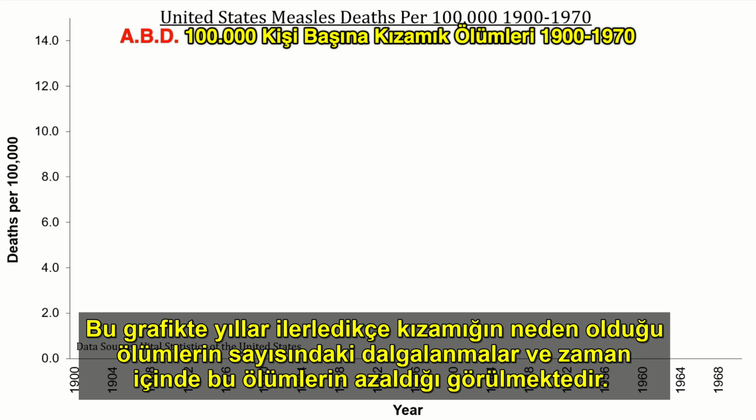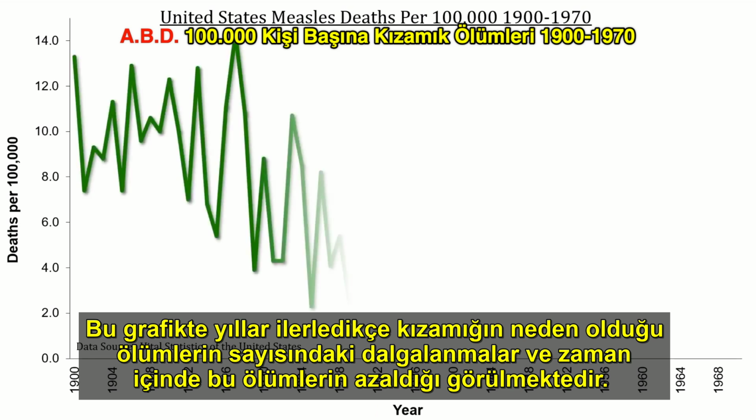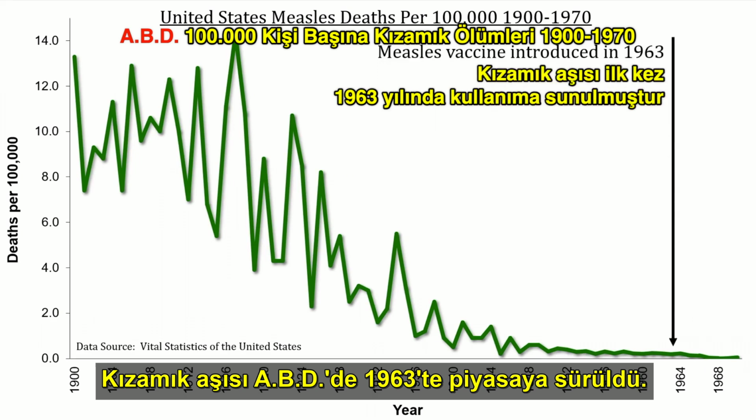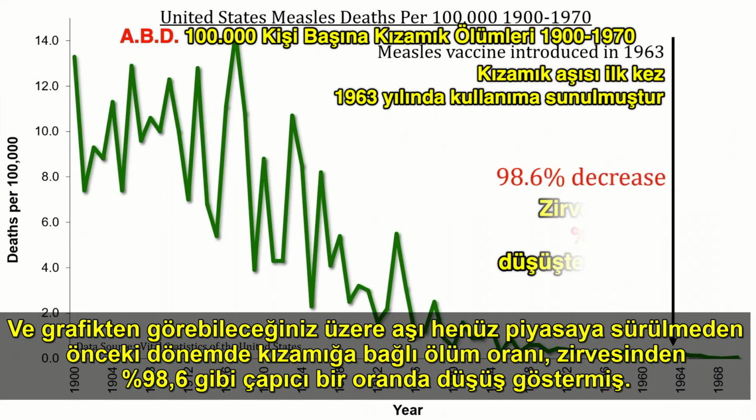As the years progress, the chart demonstrates fluctuations in the number of deaths caused by measles, with an overall trend of decreasing deaths over time. The measles injection was introduced in 1963, and as you can see on the chart, the death rate from measles had been reduced by a striking 98.6% from its peak by that time.